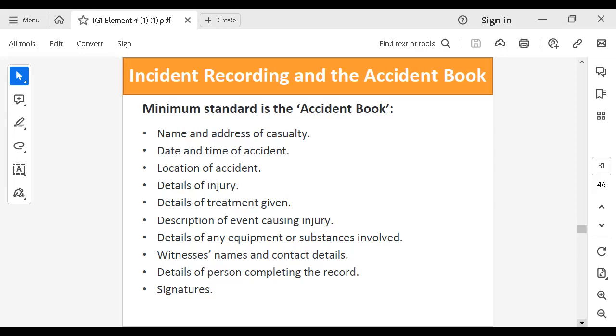Okay, and you can prepare this in an Excel sheet. Maybe this is already prepared in your company, but you can easily prepare this. Okay.